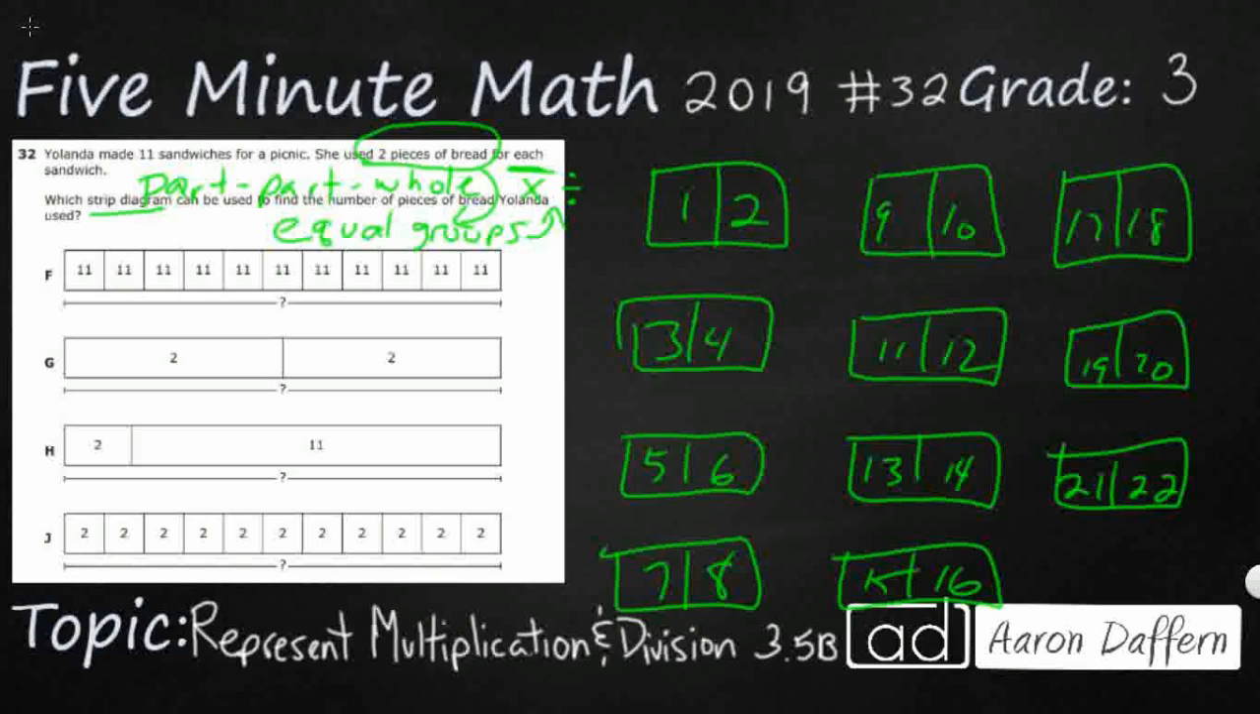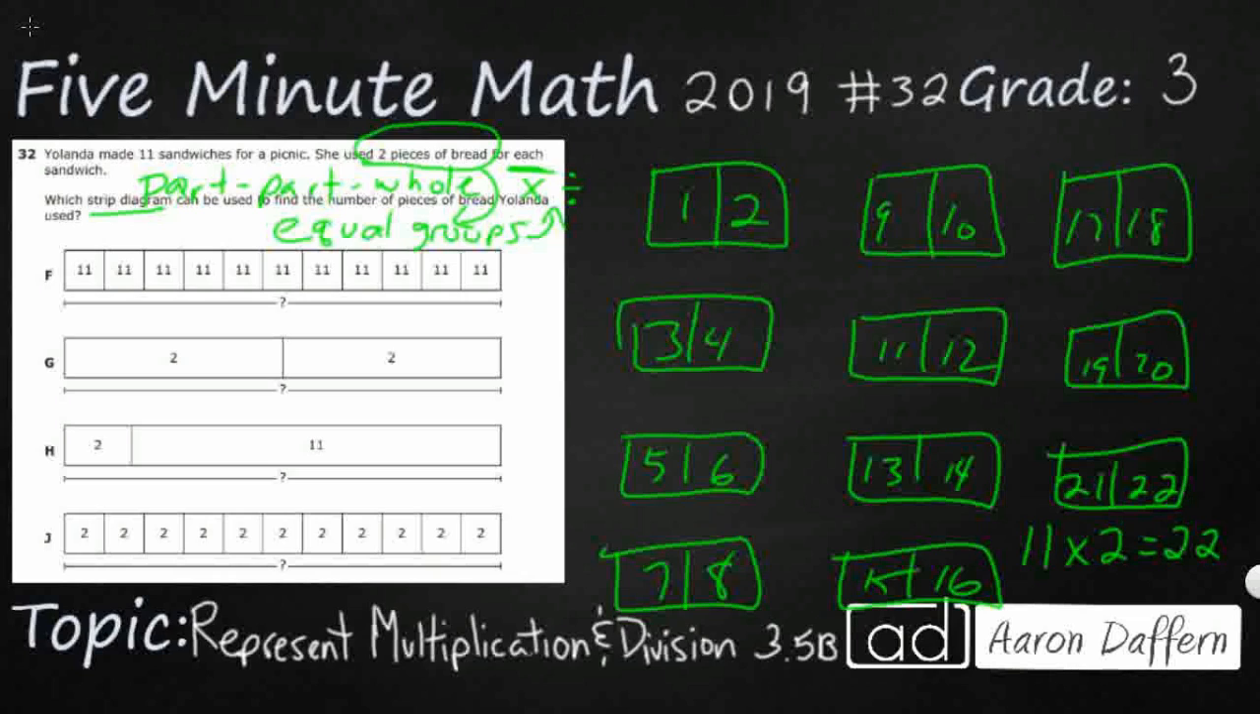Now, take a look at our answer selections. There is no 22 over there. We're not necessarily needing to find the number of pieces of bread. We are wanting to best represent it. But let's take a look at what we did. How many sandwiches did we have? We have 11 sandwiches. And then how many pieces of bread did we use for each sandwich? We had 11 groups of 2. We multiplied by 2. We skip counted by 2 11 times. That's going to give us our total answer of 22 pieces of bread.